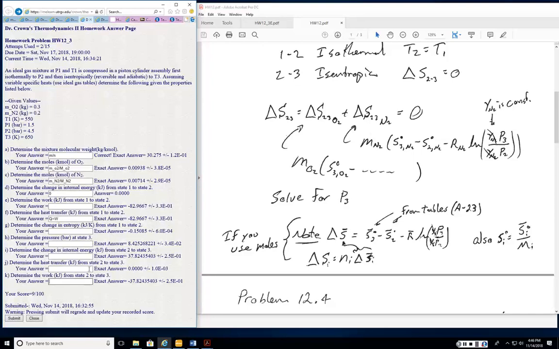So the Q equals 0 because it's adiabatic. Derived from it being isentropic, and then Q minus W equals delta U. And we already found that. This is U2 minus U1. And Q is 0. So minus W equals delta U, or W equals minus delta U.